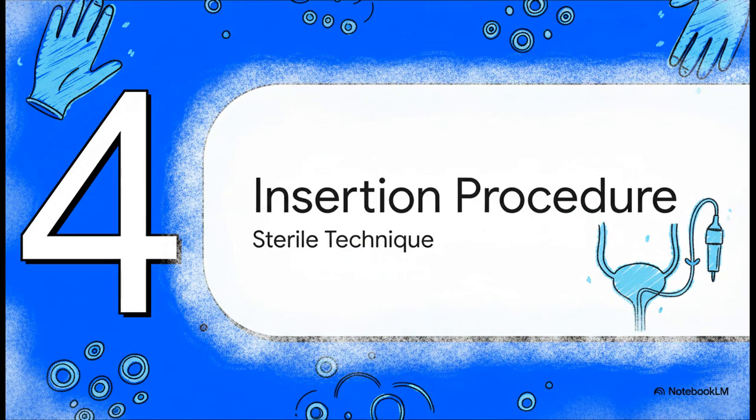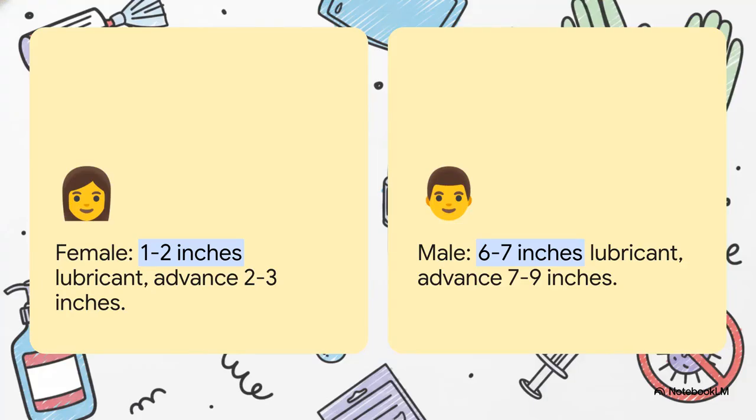Which brings us to the main event, Section 4, the insertion procedure. Take a look at the stark contrast in our measurements here. Because the male urethra is significantly longer and honestly much more convoluted, you're going to need a generous 6 to 7 inches of lubricant, and you'll have a much deeper insertion depth, about 7 to 9 inches. Now for females, the urethra is much shorter and more direct, so you're only looking at 1 to 2 inches of lubricant and about a 2 to 3 inch advancement to safely reach the bladder.